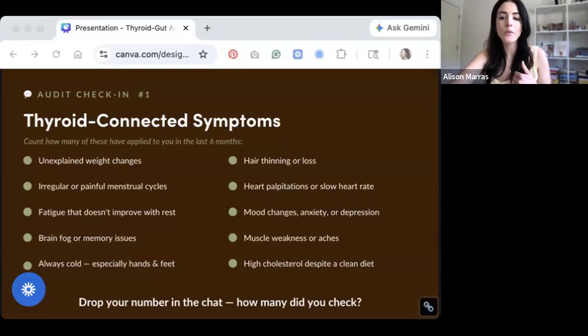So you want to jot that down. Hair thinning or hair loss, heart palpitations or slow heart rate, mood changes, anxiety or depression, muscle weakness or aches, and high cholesterol despite a clean diet. So I'm going to leave this on the screen.